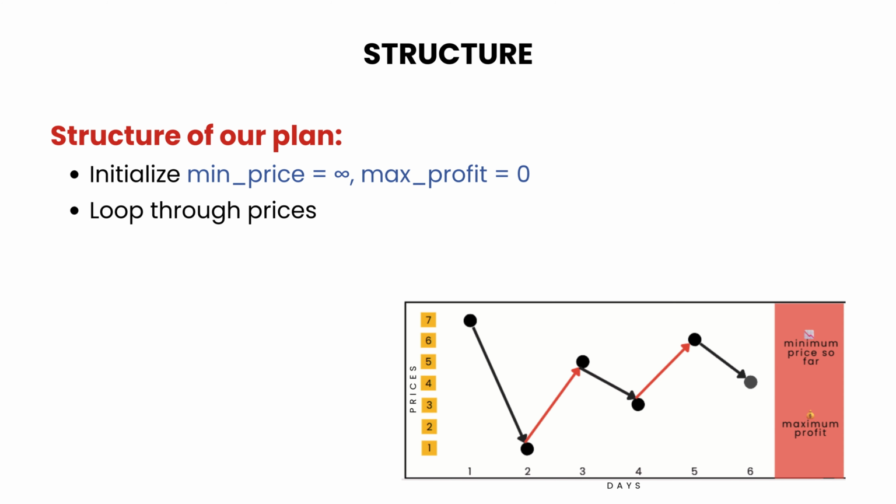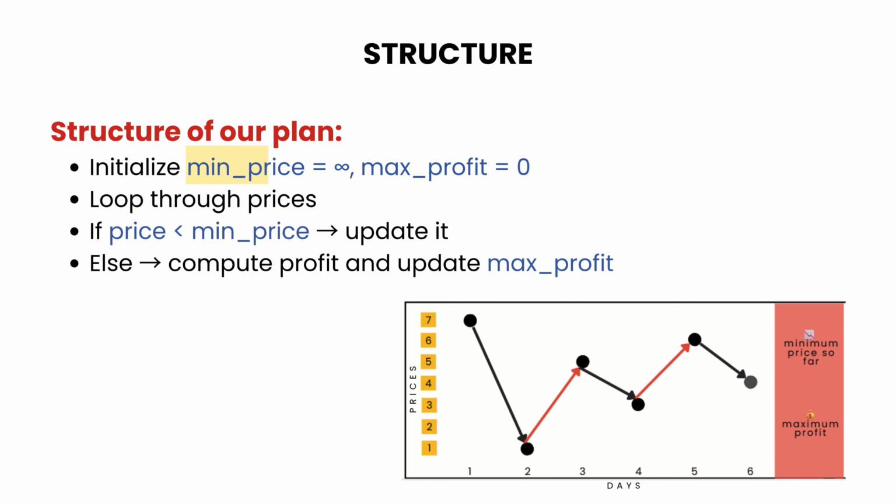Here's the structure of our plan. Start with variables for the minimum price so far, set to infinity, and maximum profit, set to 0. Loop through each price in the array. If the current price is less than the minimum, update the minimum. Otherwise, calculate the profit if we sold today, and update max profit if it's higher.